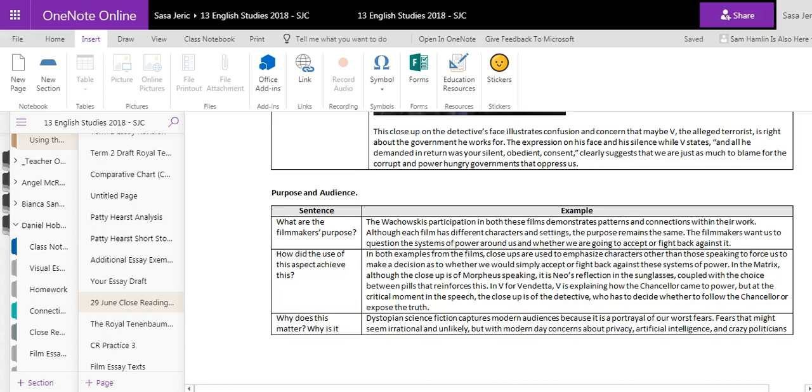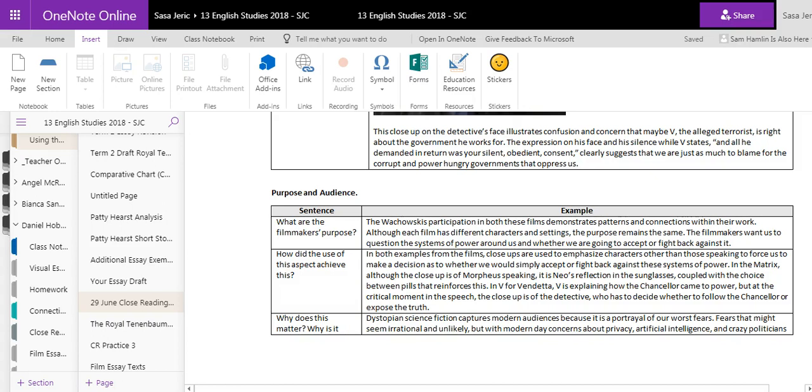Read up on Morgan Spurlock. Read up on those documentaries. Because here it's quite clear, the Wachowski brothers, both of these films, they've got patterns and connections. There are things that are very similar. Although they have different characters, different settings, the purpose remains the same. They want us to question the society and things that we have around us. So I'd go ahead and state that clearly to begin.